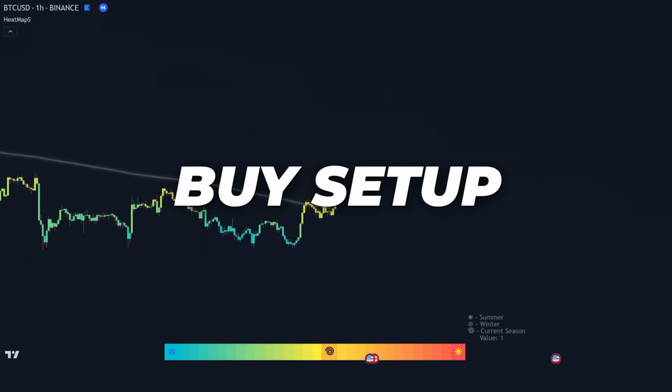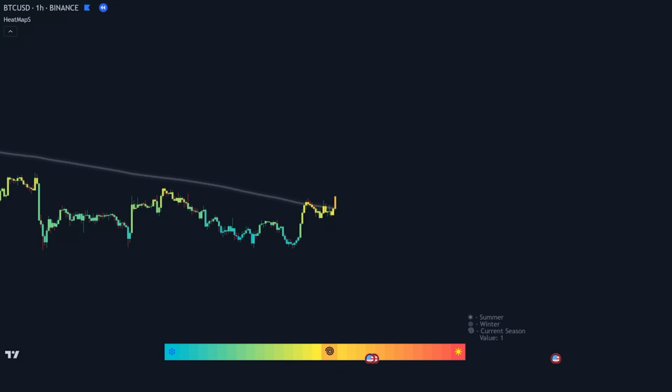Buy trade setup on Bitcoin. The price is showing signs of a bullish reversal as it transitions from the winter phase to the summer phase, indicated by the heat map changing from cooler blue to warmer yellow tones. The price breaks above the regression line, signaling that bullish momentum is gaining strength. This breakout confirms the potential start of an uptrend.